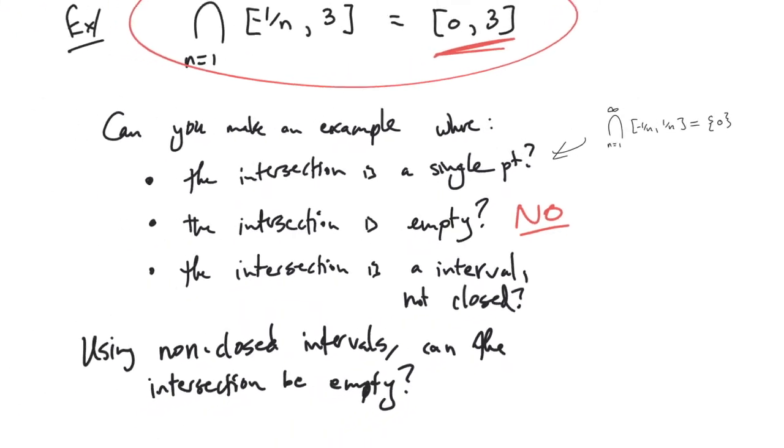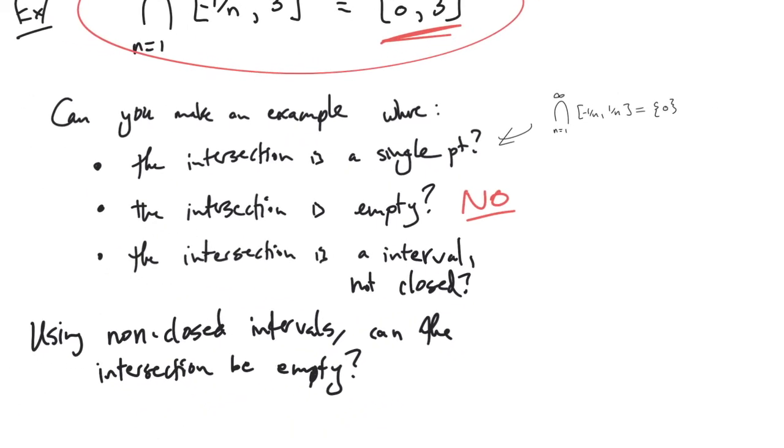Excellent. So is it possible for the intersection to be empty? That is not possible. It's not really obvious, but that's the nested interval property. You cannot make the intersection empty. How about, can you make the intersection into an interval that's not a closed interval? Did anybody have any thoughts about that?